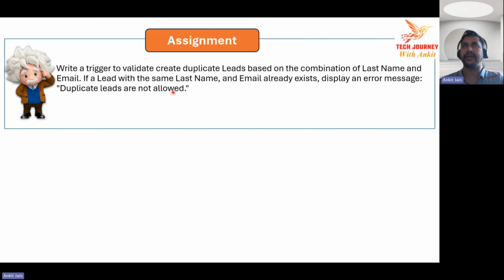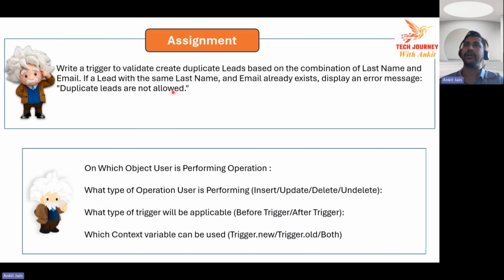Try it as an assignment. Like I always say, if you are a newbie in writing triggers, always try to answer these four questions so that you are already taking one step correct in writing the trigger. What is the first question? On what object will the user be performing the operation? In this scenario, the answer is lead. What type of operation will the user be performing? Here the answer is insert, because the problem statement states that the operation needs to be the create operation.